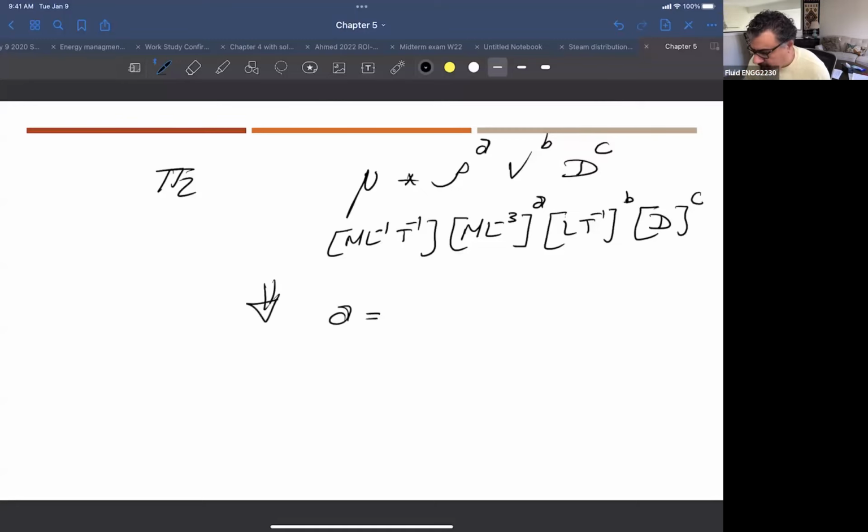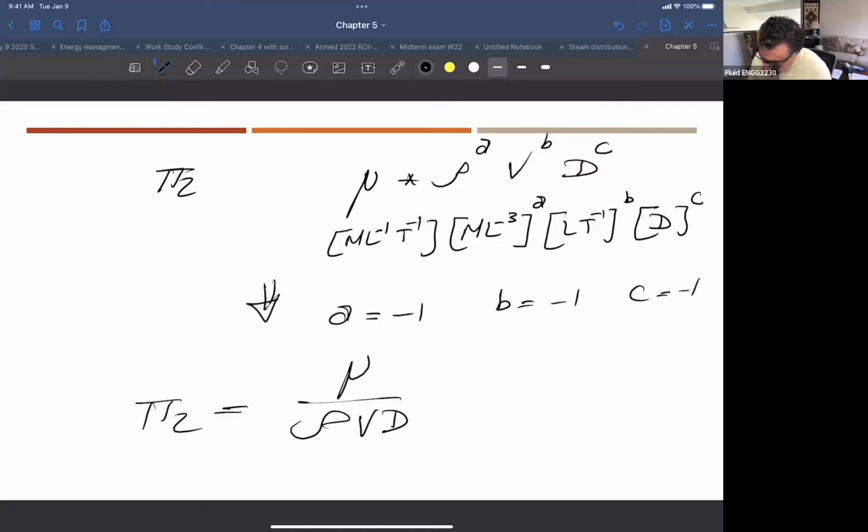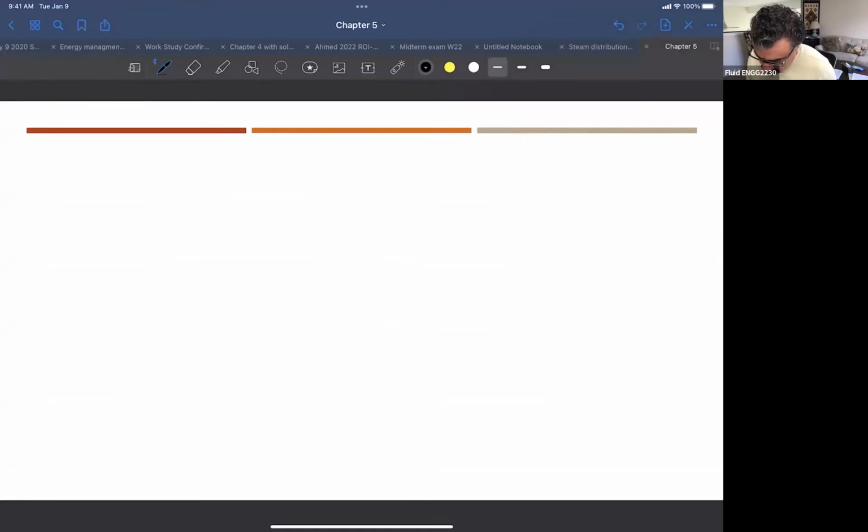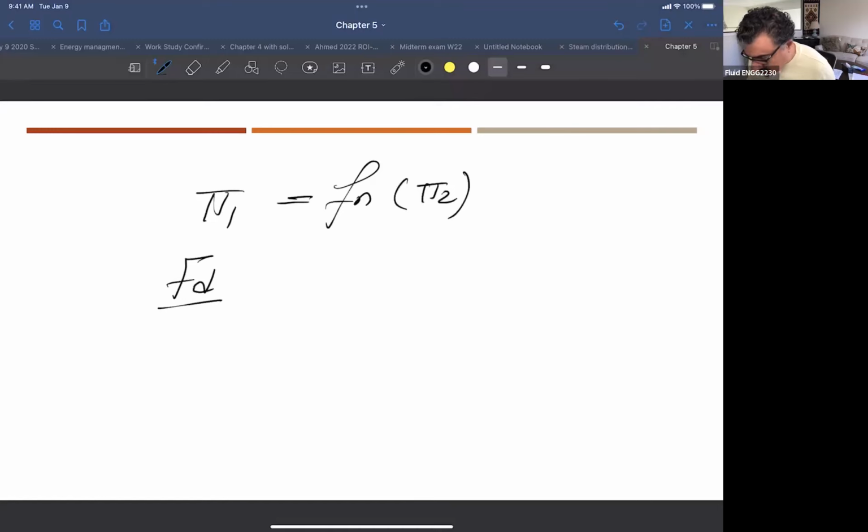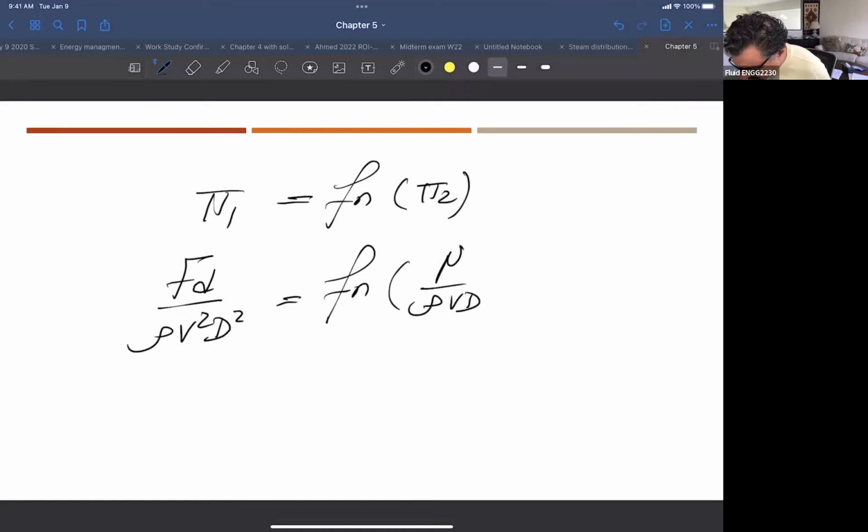A here is minus 1, B here is minus 1, C here is minus 1. Okay, which means that pi 2 here is mu over rho V D. So now I can write the equation. Pi 1 is equal to a function of pi 2. Pi 1 we know is F_D over rho V squared D squared, equal to a function of mu over rho V D.